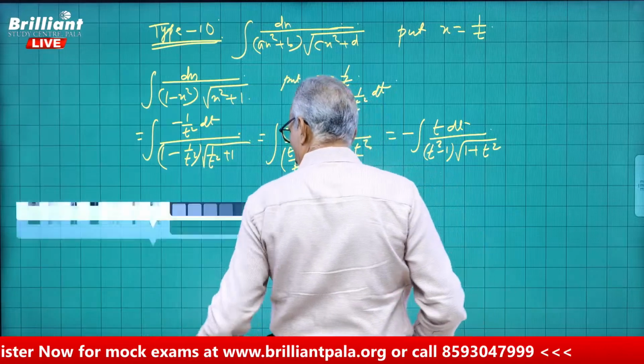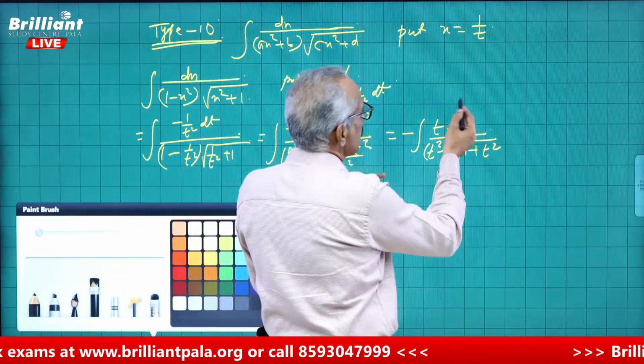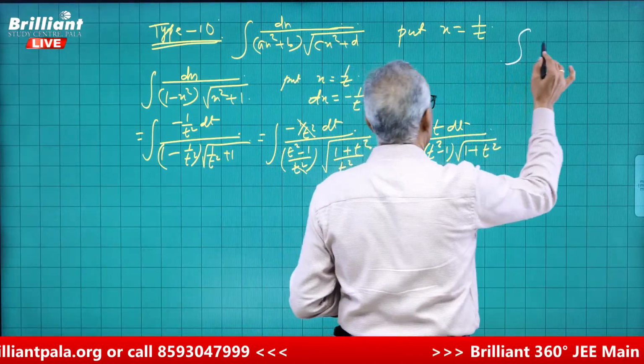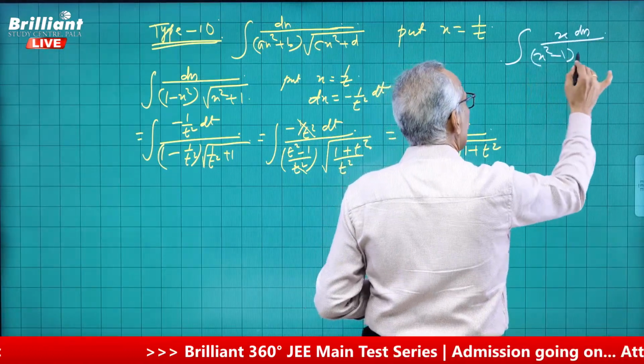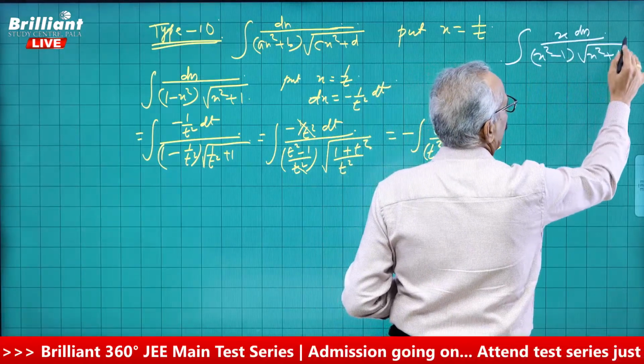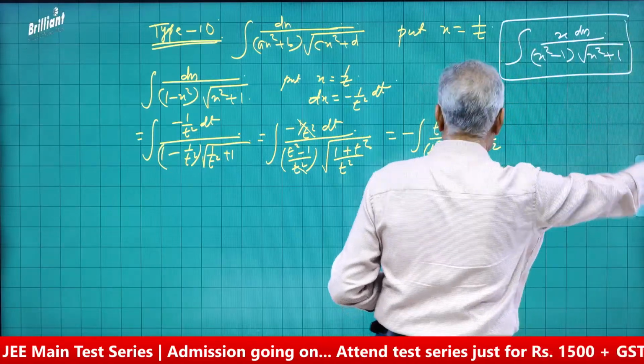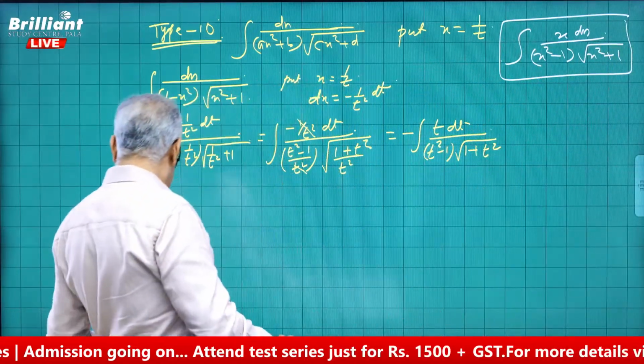So here, what we do is, observing, this is a separate question. Try to solve this question: x dx divided by x square minus 1 into root over x square plus 1. Please do this as a question after this class. Here it is first degree.